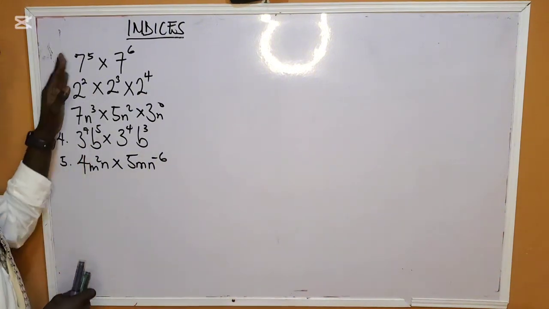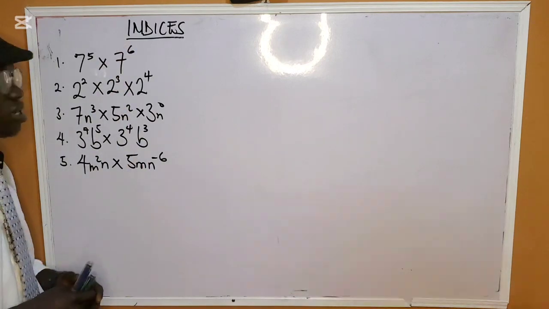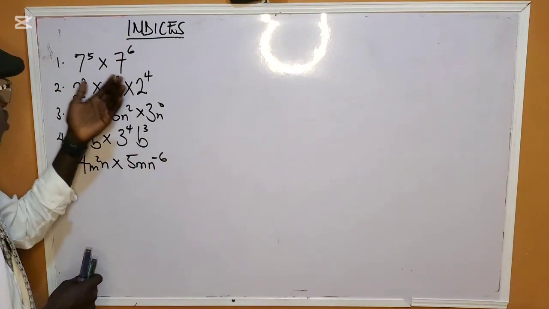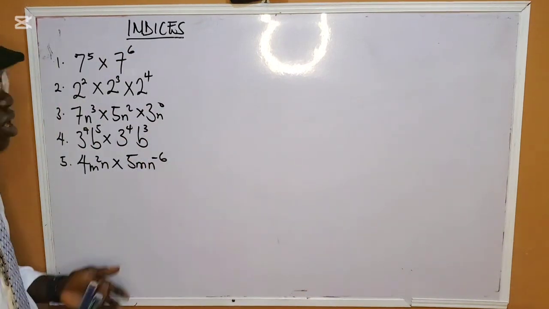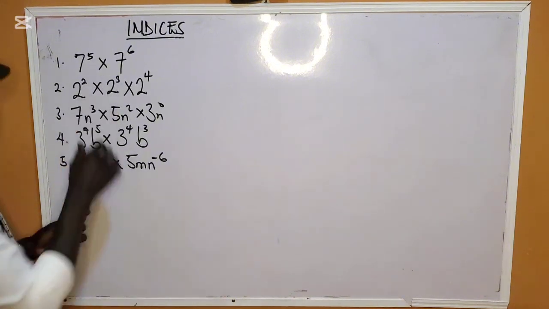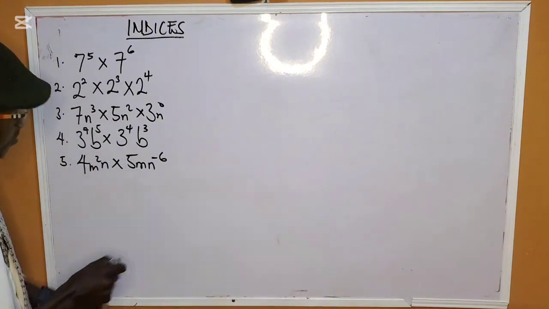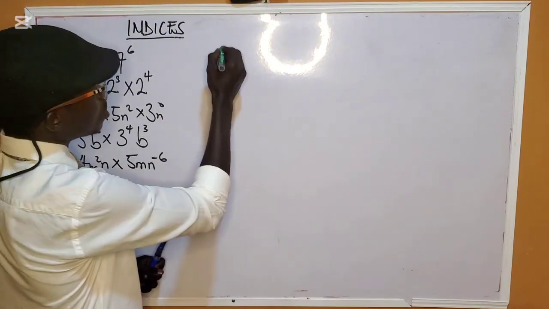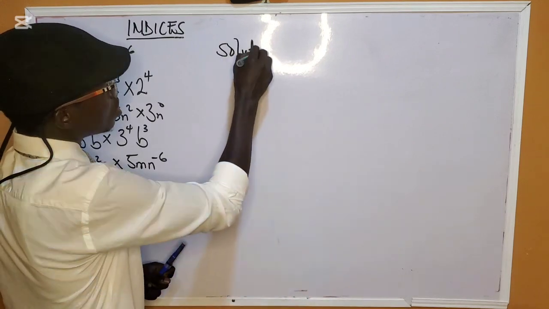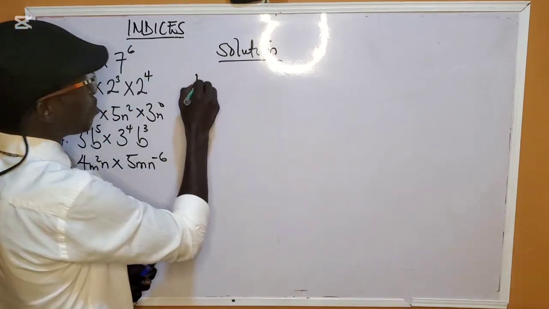So the first question is 7 raised to the power 5 multiplied by 7 raised to the power 6. Next one is 2 raised to the power 2 multiplied by 2 raised to the power 3 multiplied by 2 raised to the power 4, and so on. So I'll be taking the first question. Here I have the solution to the first question, number 1.